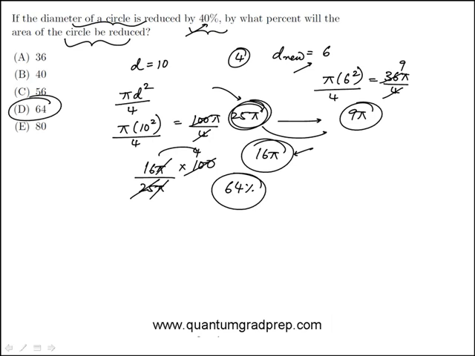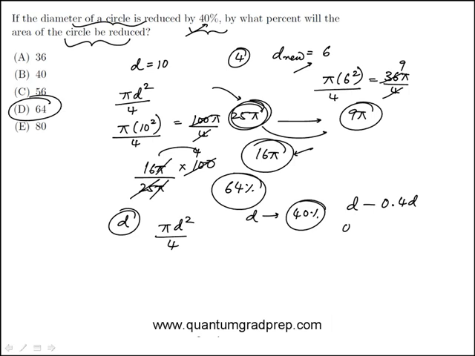So that's one way to do it using numbers. You can also do it in a general way. If d is the original diameter, the area is pi d squared over 4. When we decrease d by 40%, that means the new diameter would be d minus 0.4d, which is 0.6d, which means the area would be pi (0.6d) squared over 4. Now 0.6 squared would be 0.36, so we'll get a multiple of 0.36 pi d squared over 4.